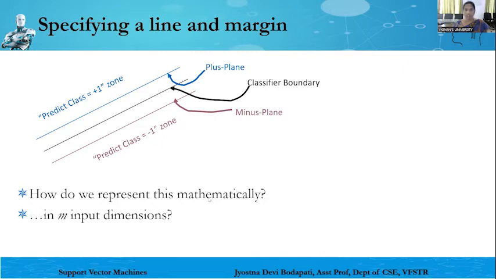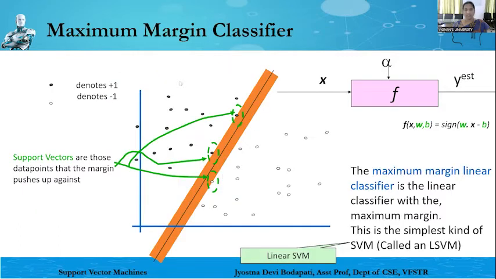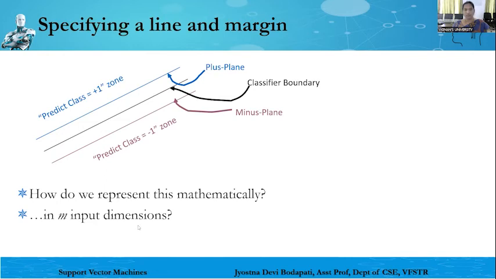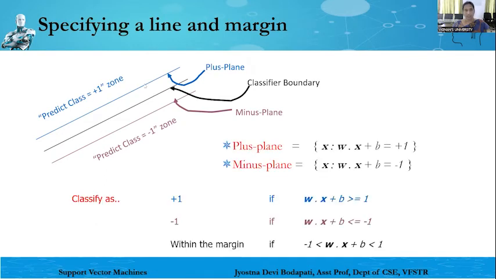So pictorially, we can see it here, but how do we represent that mathematically? That's what the question is. And when it is extended to multiple dimensions, like here we are seeing the two-dimensional case, right? But if we extend that to m input dimensions, how do we represent this? That's the major question.